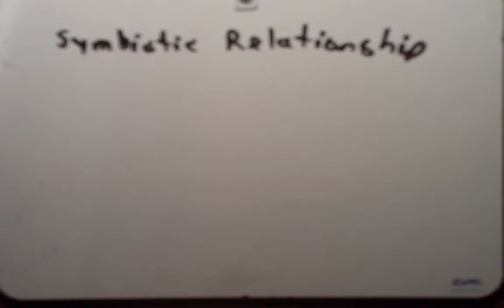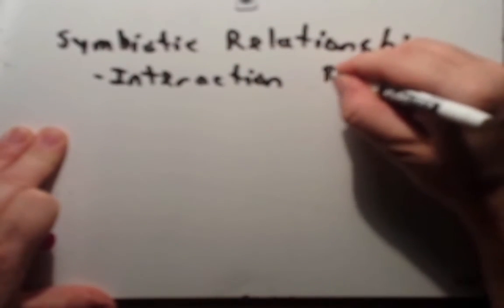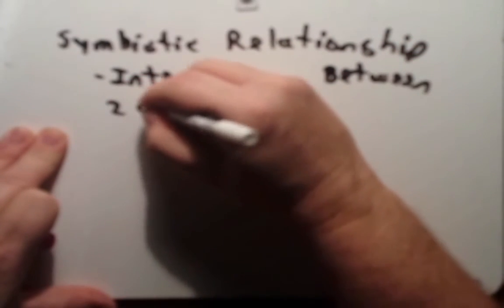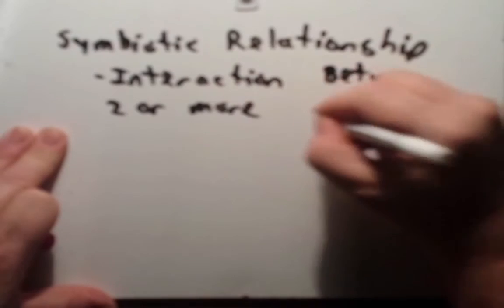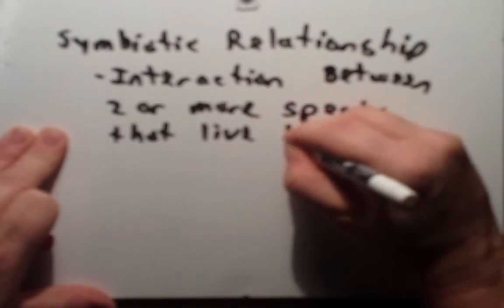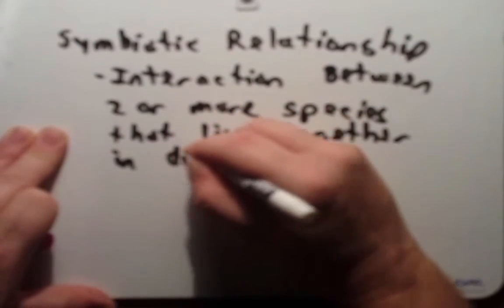This is a relationship where two or more species interact with each other in the same environment. So I'm going to write that a little different. So an interaction between two or more species that live together in direct contact.